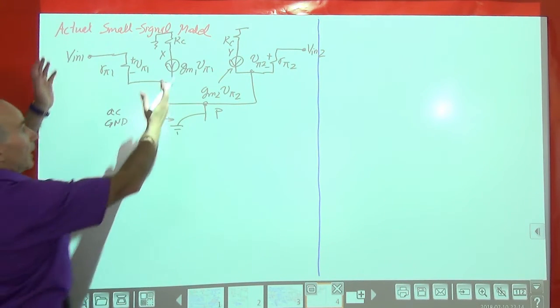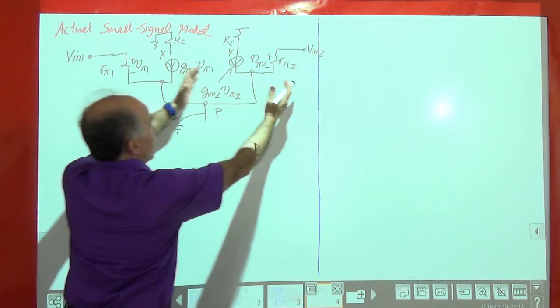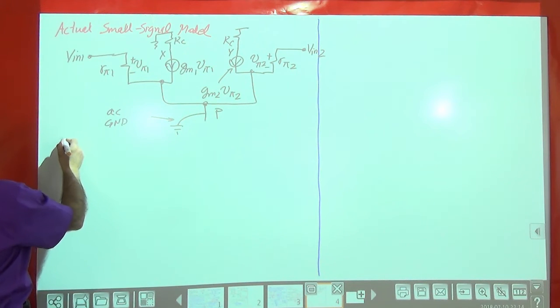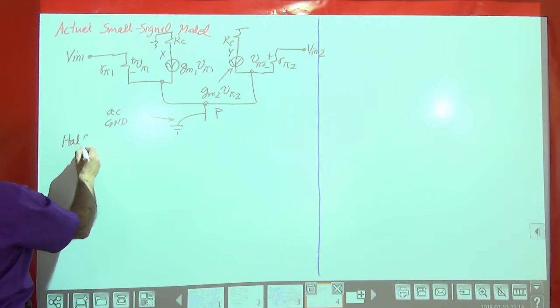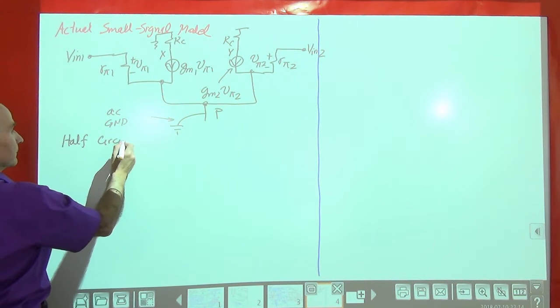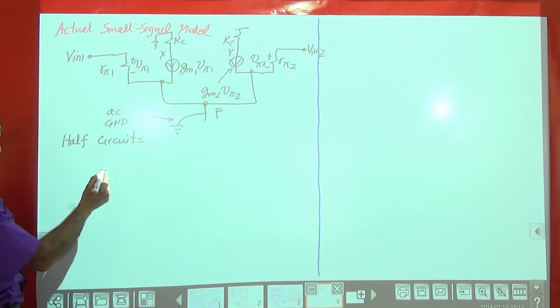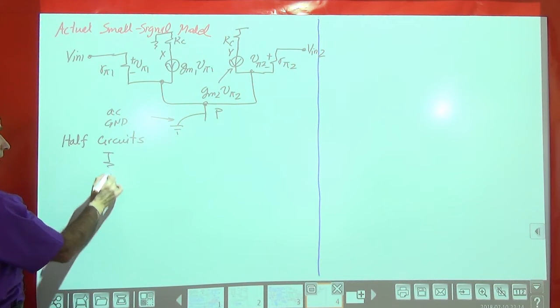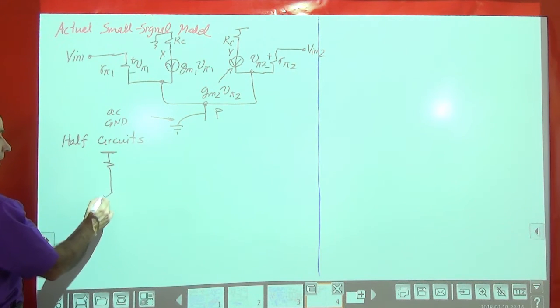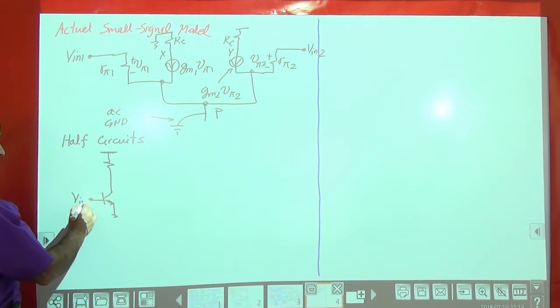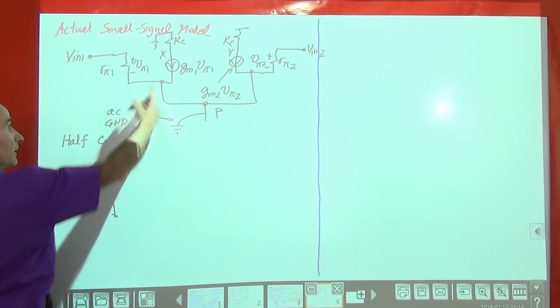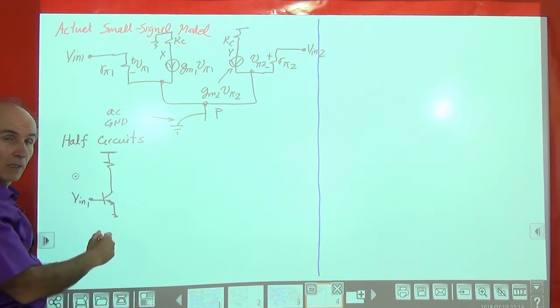So again, I have this half of the circuit and this half of the circuit, right? So we call these half circuits. Okay, each of them. So let's draw only one of them. Again, I go back and forth between this drawing of the circuit and that drawing, okay? Just keep in mind that we're dealing with small signals.